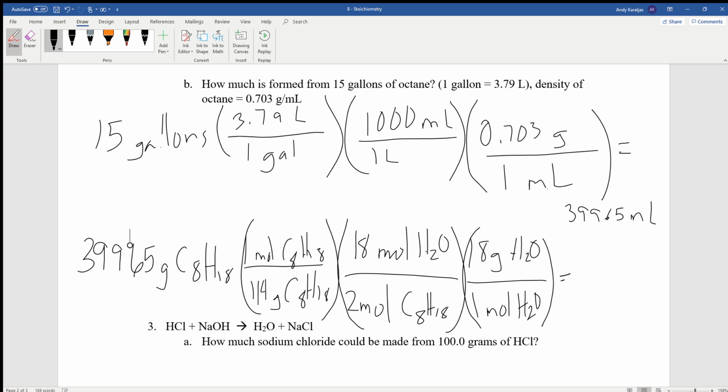And we get that by burning 1 tank of gas, we form 56,793 grams of water. Probably a lot more than we would have expected.